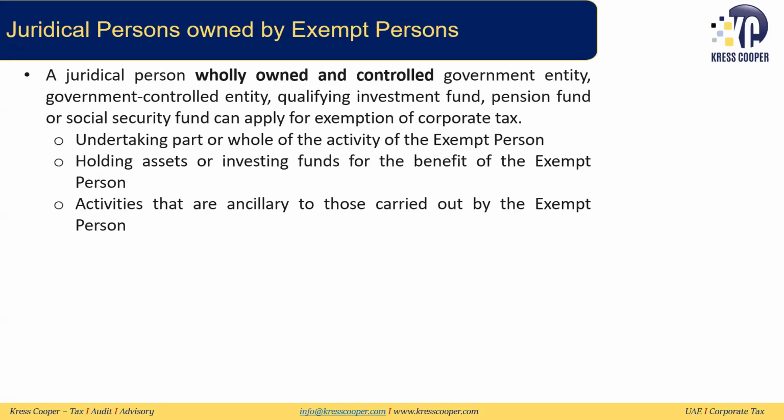The next category of person, like we discussed, the 8th category, is the juridical person owned by an exempt person. We already discussed that a juridical person who is wholly owned or controlled by a government entity, government controlled entity, qualifying investment fund, pension fund or social security fund can apply for exemption if they are undertaking part or whole of the activity of the exempt person, holding assets or investing funds for the benefit of the exempt person, or carrying out activities that are ancillary to those carried out by the exempt person. So if they're meeting these conditions, they can also be exempt from corporate tax.